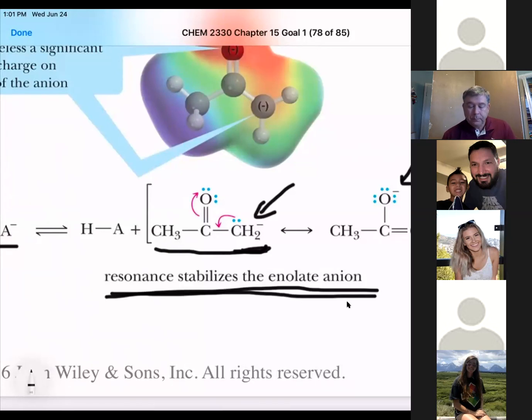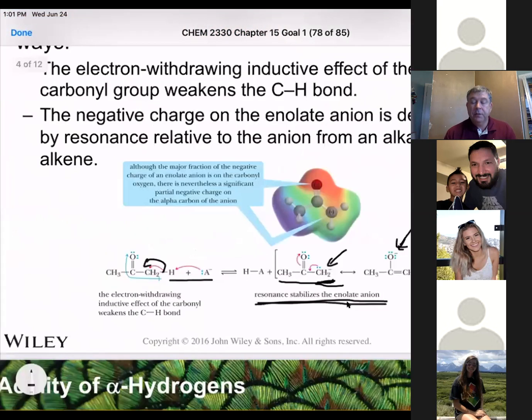So the reason they're acidic is because of resonance stabilization. Their location, one carbon over from the carbonyl, is required for that resonance stabilization.